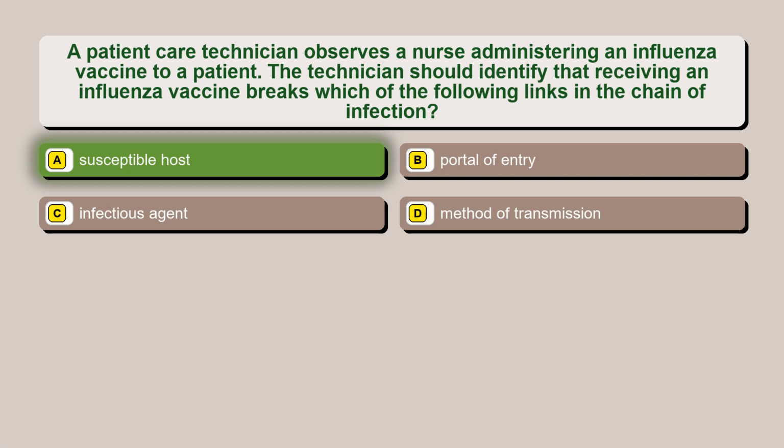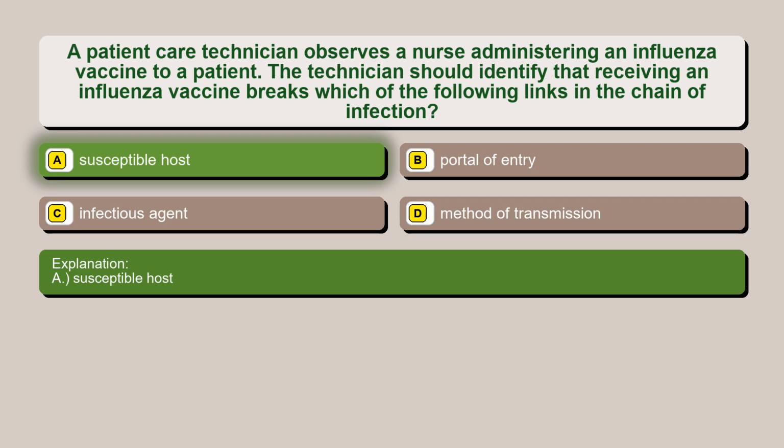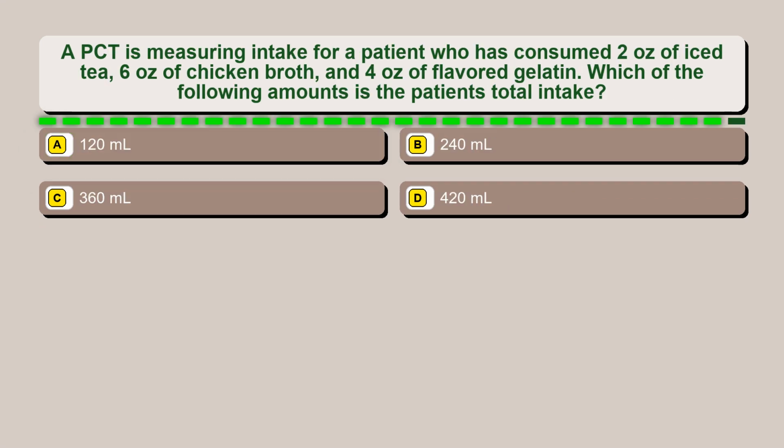The correct answer is option A, susceptible host. Question 14. A PCT is measuring intake for a patient who has consumed 2 ounces of iced tea, 6 ounces of chicken broth, and 4 ounces of flavored gelatin. Which of the following amounts is the patient's total intake? Option A, 120 ml. Option B, 240 ml. Option C, 360 ml. Option D, 420 ml.